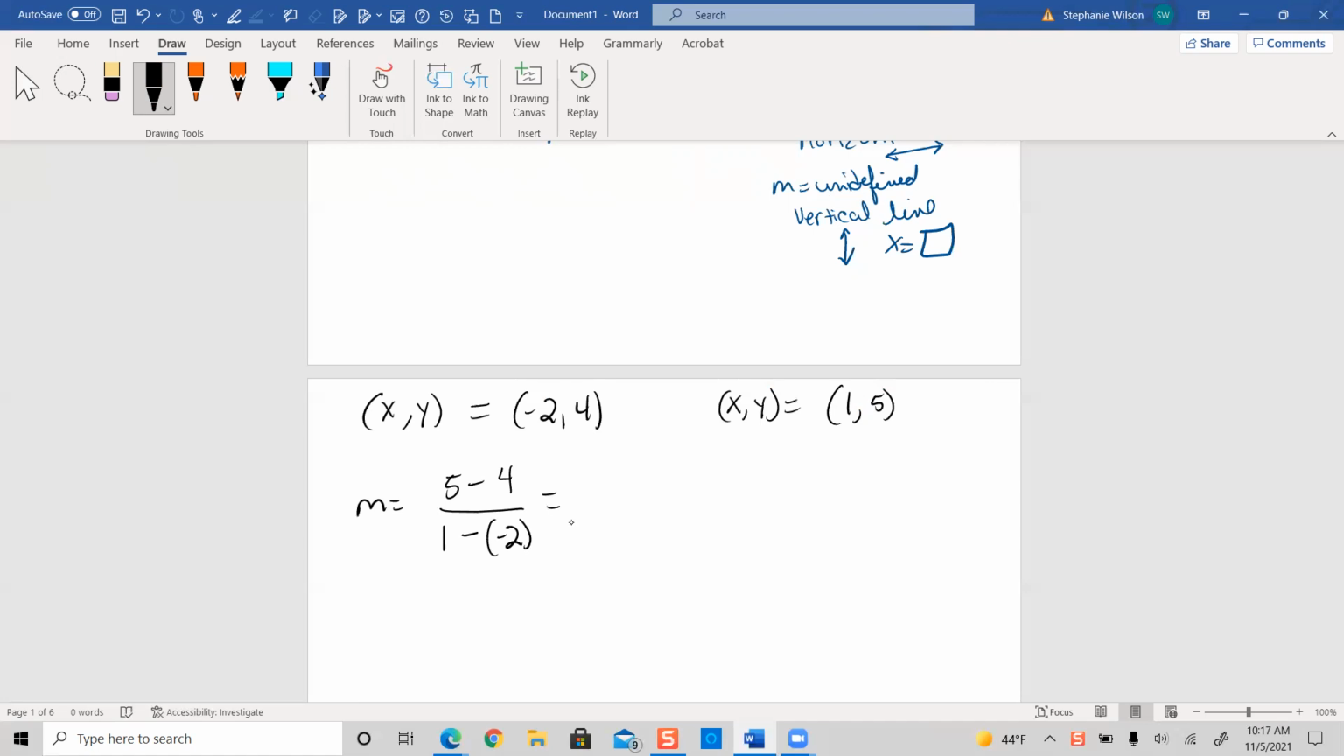So 5 minus 4 is 1. And then this becomes 1 plus 2 because negative times negative. So I get this. So now my slope is 1/3. My y value means, since it's positive, we're going to go up 1. And my x value here is to the right 3. Okay.